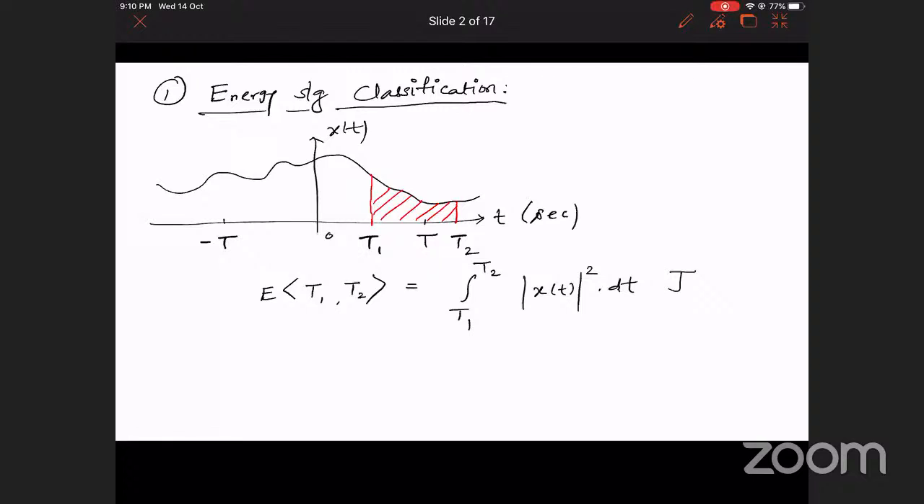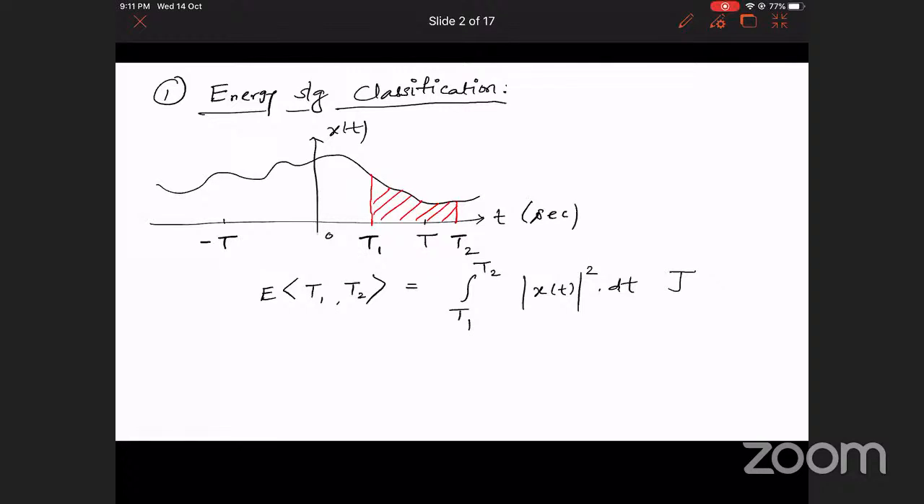What I did, I'm just trying to calculate the energy of the given signal x of t, guys. The question is, do you want the energy of the complete signal, or of a part of the signal? I want to calculate it over a part of the signal, so I'm just going from T1 to T2, integrating mod of x of t whole square dt over T1 to T2. I hope you get this point, guys. This is how we calculate energy.